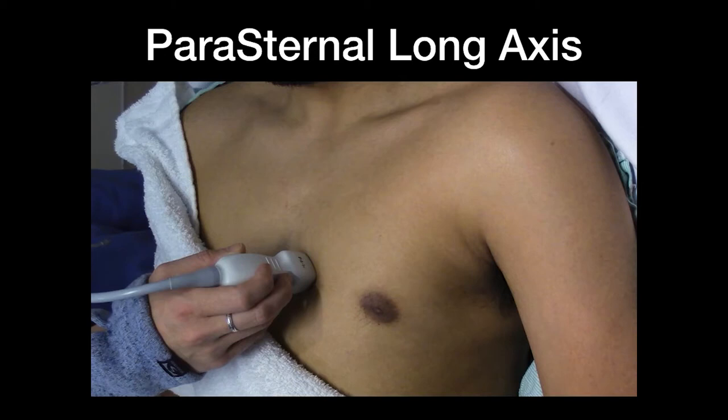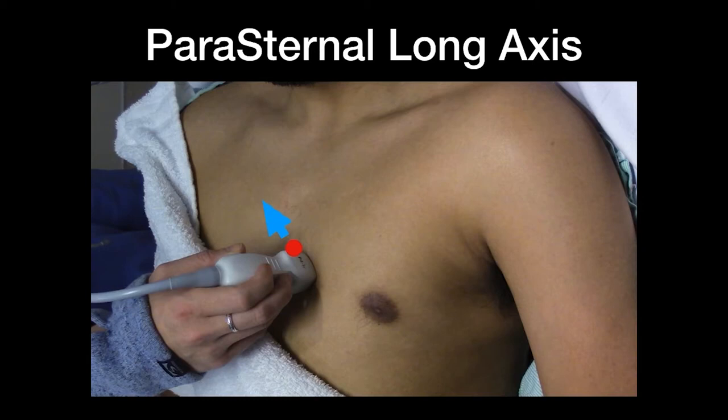views. The parasternal long axis view is obtained in the 4th to 5th rib interspace, just adjacent to the left side of the sternum. Your indicator, depicted by the red dot, will be directed toward the patient's right shoulder. This places your sound waves in the long axis of the heart. As with all imaging, rest your hand in order to stabilize and make fine adjustments to your image.